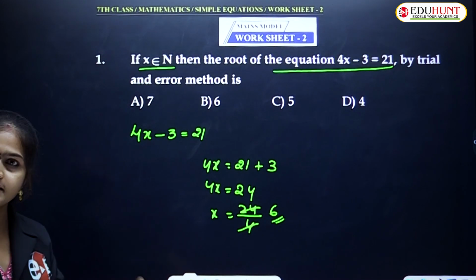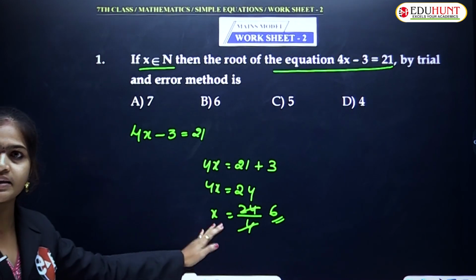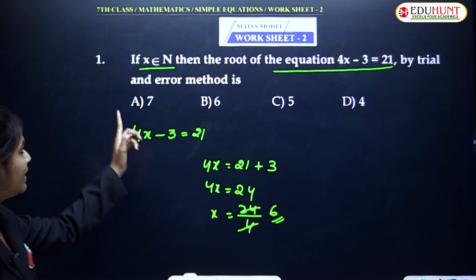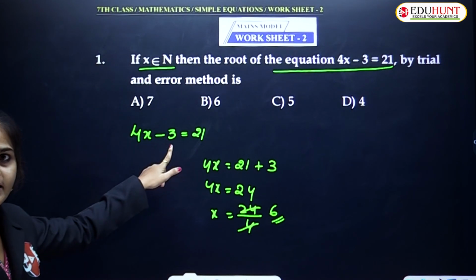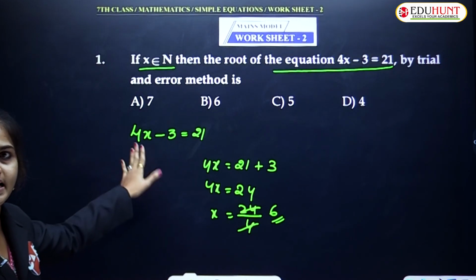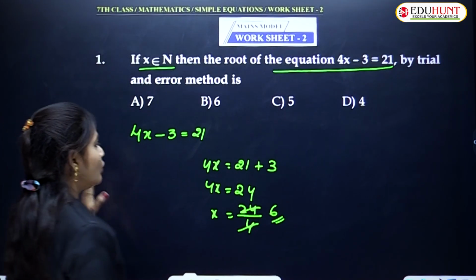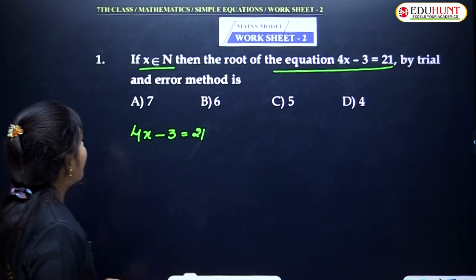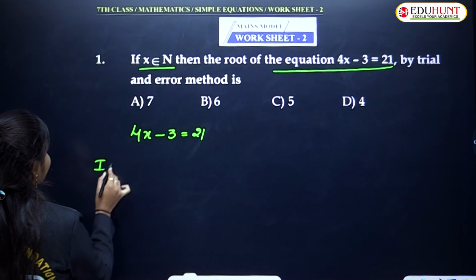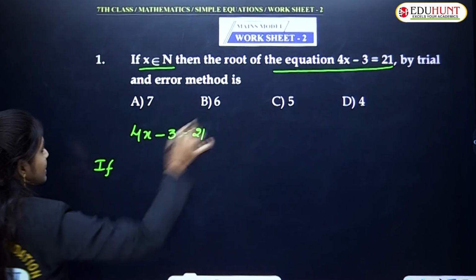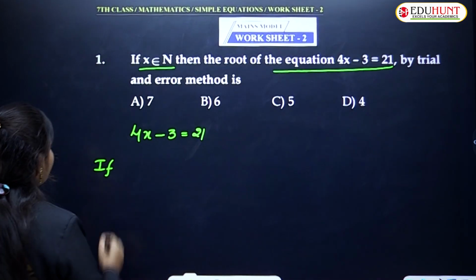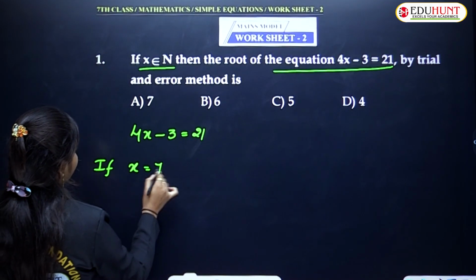Understand? Or else, if you forgot this method, then it is better to go for the trial and error method. Okay, but in the question they mentioned the trial and error method, no? So I will explain the trial and error method here. Whichever method you want to follow, you can follow that. See here. Trial and error method means as per the options, the values they have given in the options, we have to try those values here. Okay, if x is equal to 7.